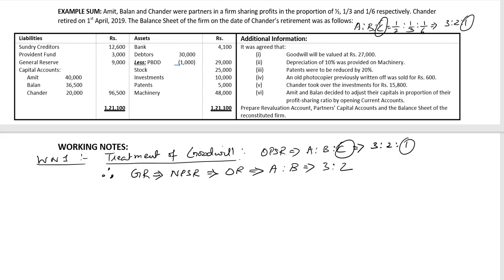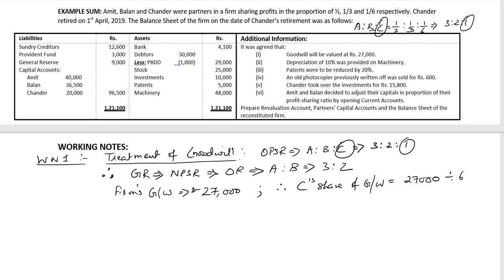Firm's goodwill as per point 1, it's given as rupees 27,000. Therefore, Chandar's share of goodwill is equal to 27,000 rupees divided by 6, 1 by 6. So this is equal to rupees 4,500 rupees.